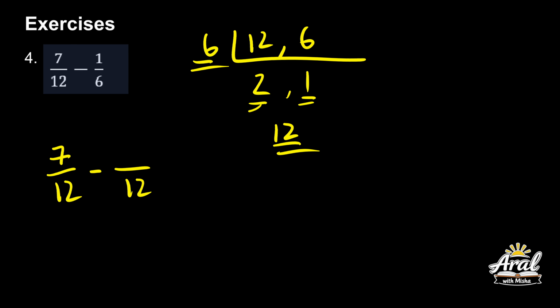So, in order to make the denominator of your second fraction 12, 12 divided by 6 is 2. So, you multiply the denominator by 2. So, multiply mo rin yung taas. So, sagot dyan is 5 over 12. Okay, this is your final answer, 5 over 12.